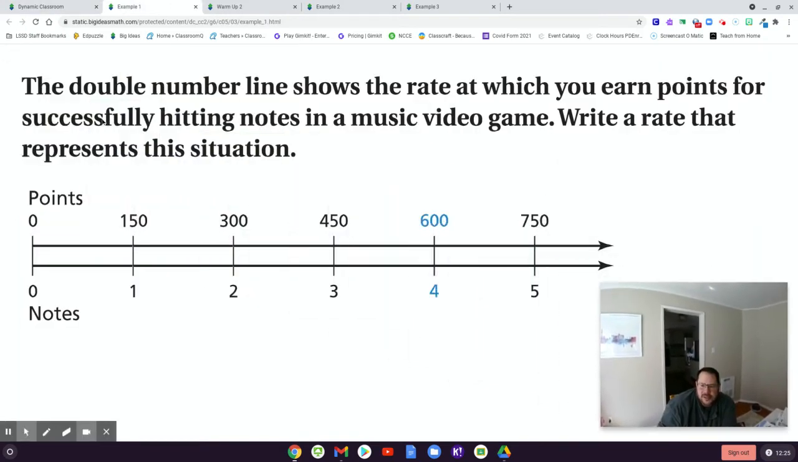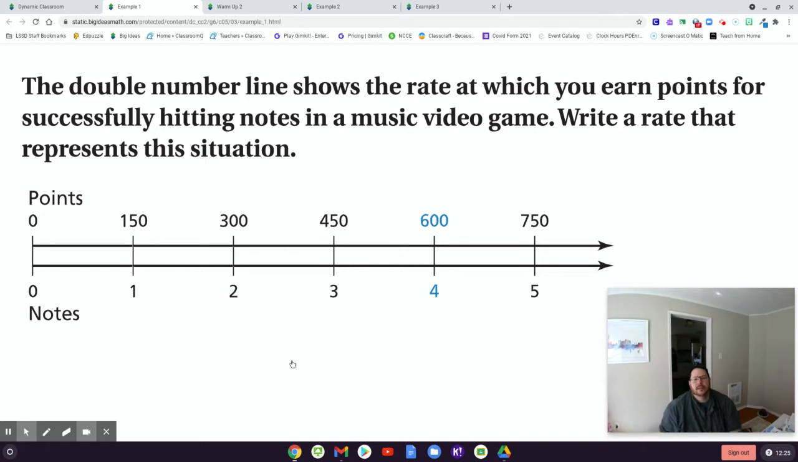Let me move myself. Whee! All right. So you're going to see a lot of double number lines as you're working through 5.3. So the double number line shows a rate at which you earn points for successfully hitting notes in a music video game. Write a rate that represents this situation. So the top line on the double number line shows you points, and then the bottom part is the notes, and it shows the corresponding points to notes.